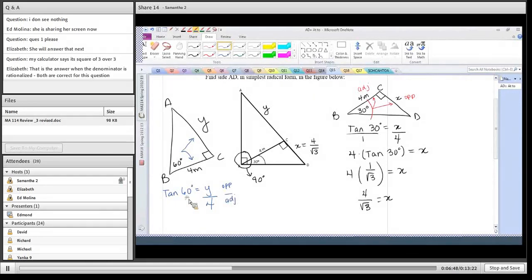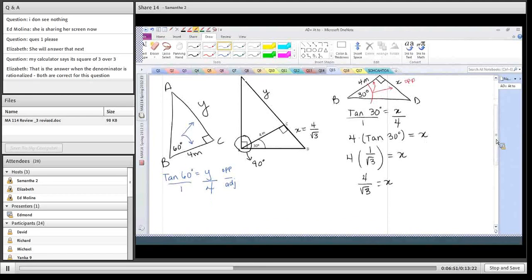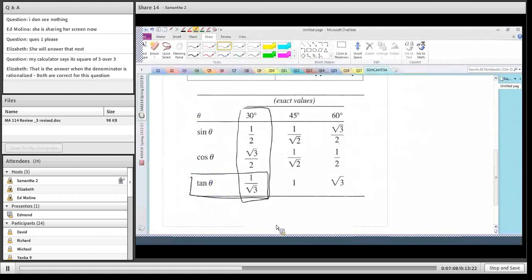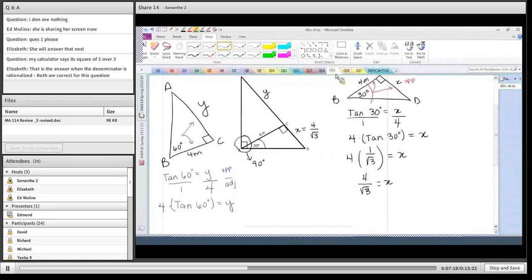Now to find y, let's cross multiply again. So 4 times tan of 60 degrees is equal to y. Now what's tan of 60? We can look back at our table here. Now we want tan of 60, so let's look here. So tan of 60 is the square root of 3. So 4 times the square root of 3 is equal to y. So y is equal to 4 square root of 3.